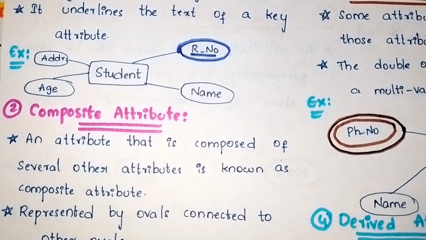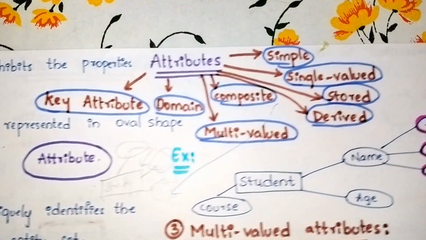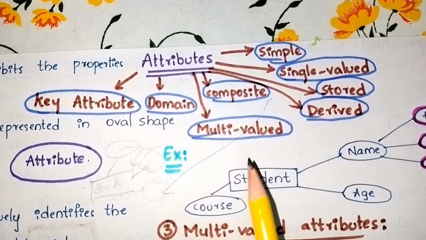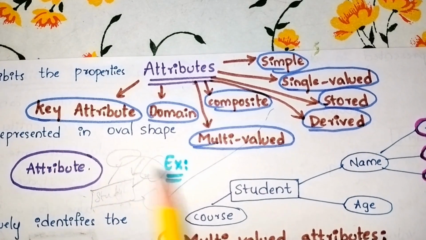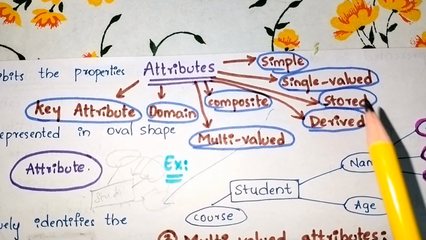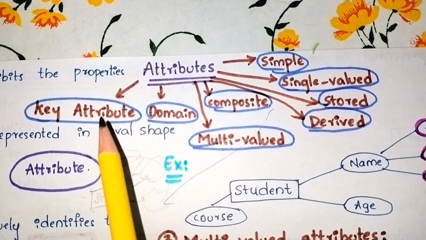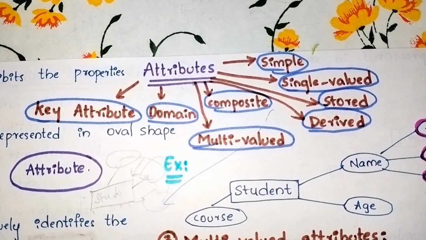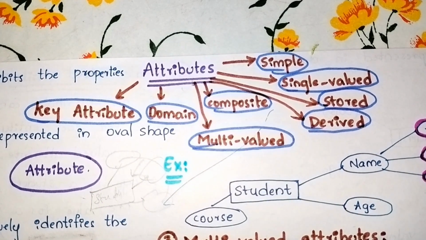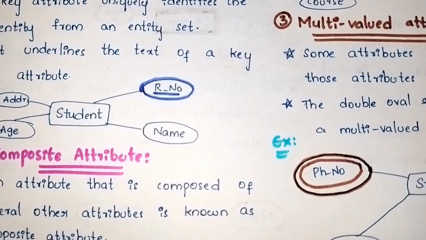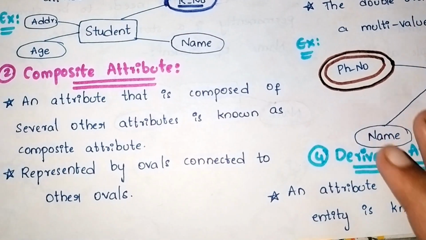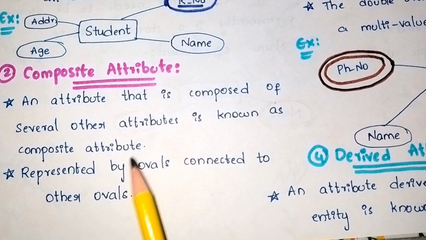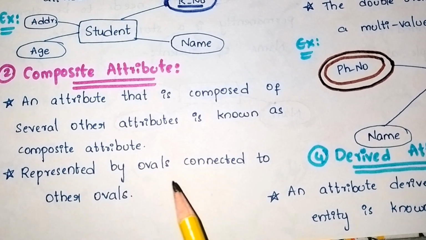Attributes can be of different types like key, domain, multi-valued, composite, derived, stored, single valued, simple. We'll go through all of these attributes now. As we have already discussed key attributes, next we will jump to the domain or composite attribute. An attribute that is composed of several other attributes is known as a composite attribute, represented by ovals connected to ovals.